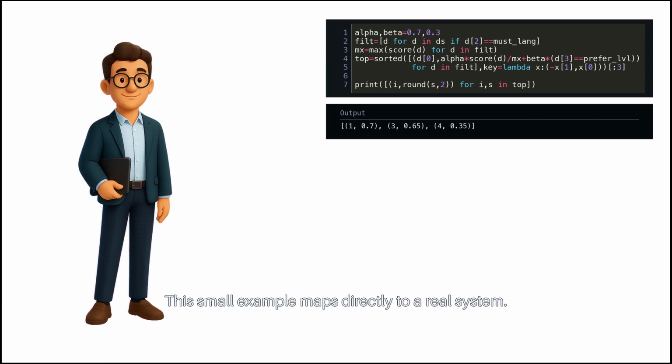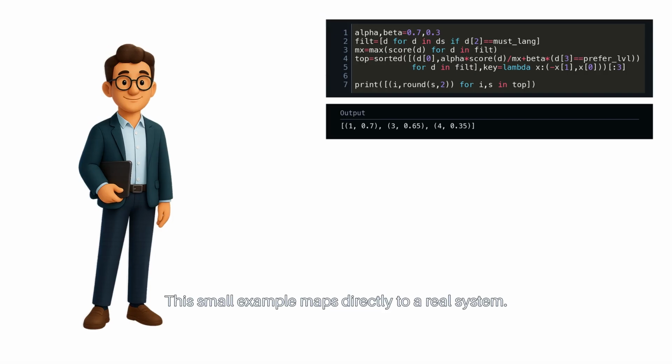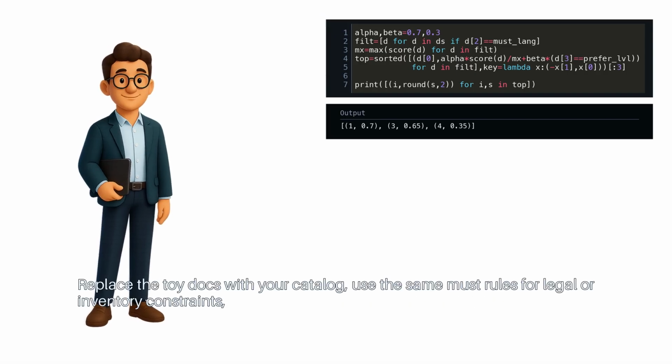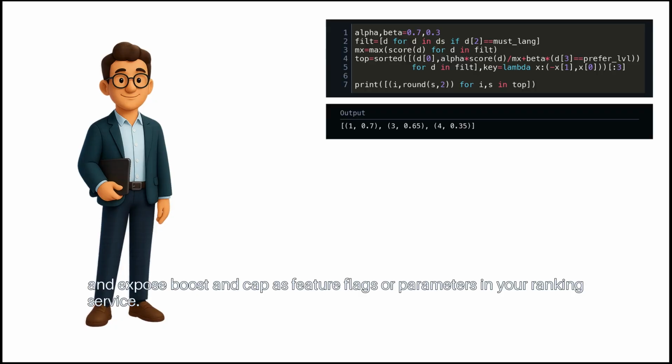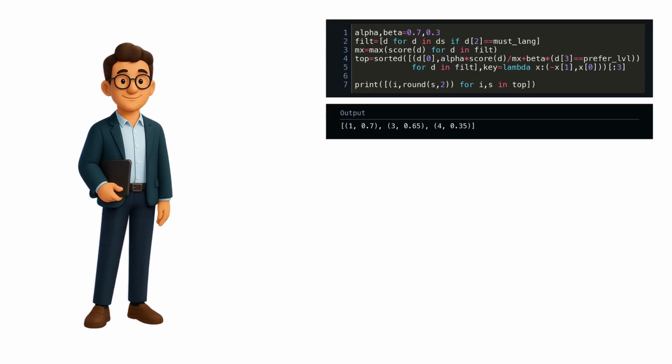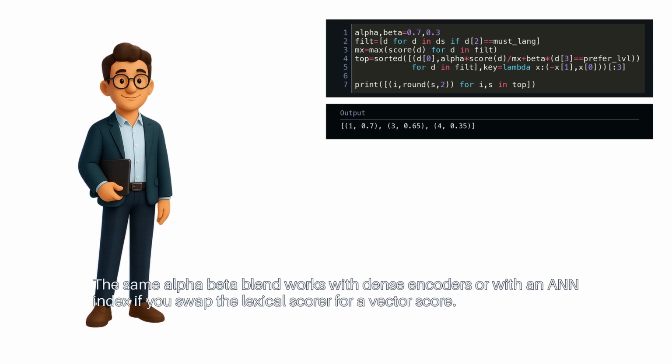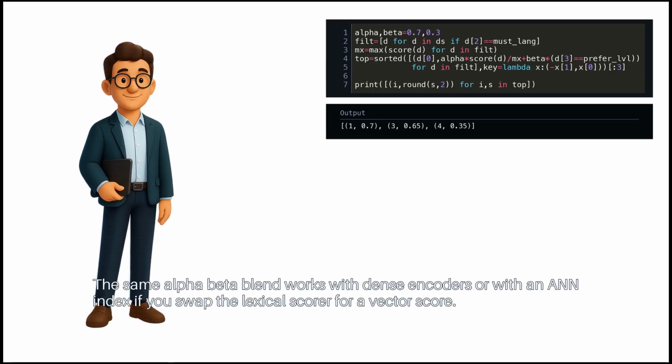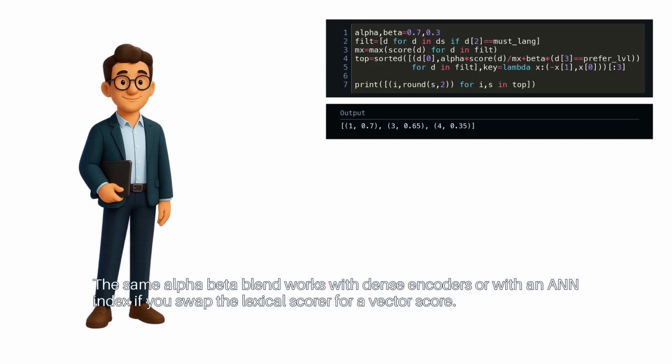This small example maps directly to a real system. Replace the toy docs with your catalog. Use the same must rules for legal or inventory constraints, and expose boost and cap as feature flags or parameters in your ranking service. The same alpha-beta blend works with dense encoders or with an ANN index, if you swap the lexical scorer for a vector score.